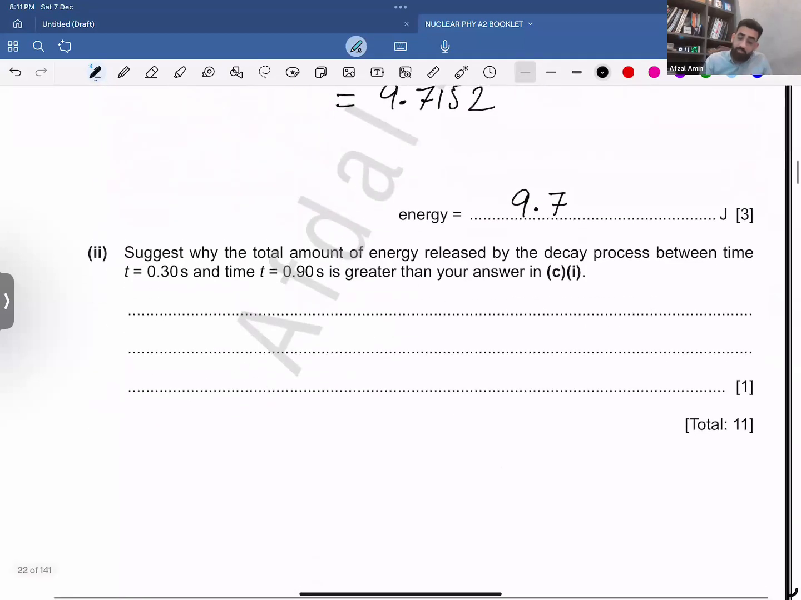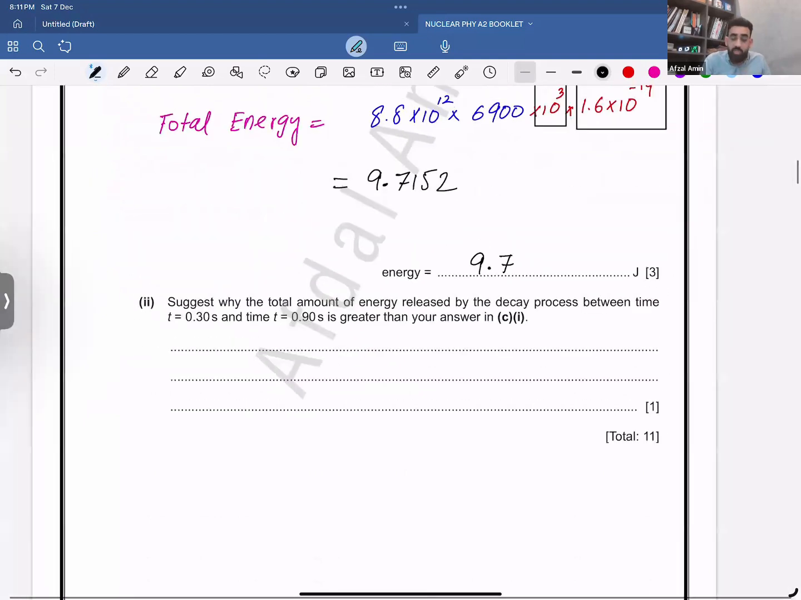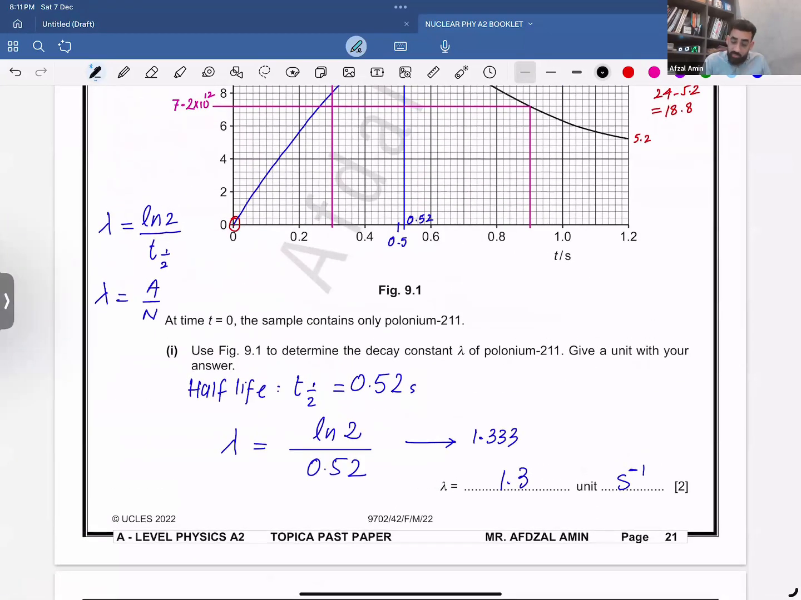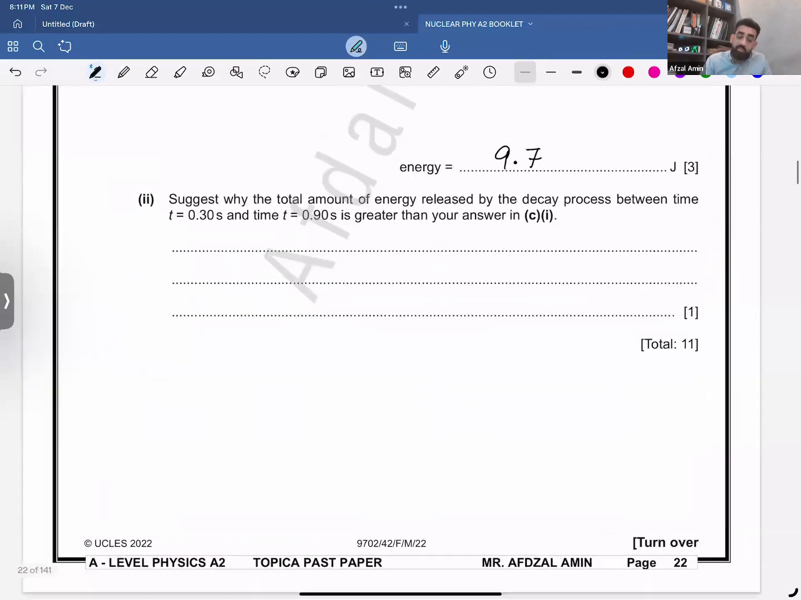You have a part where they ask you to suggest why the total amount of energy released by the decay process between these times is greater than what you calculated. The total energy released by the decay process is more. This is for alpha. So the kinetic energy of the other products. Not polonium, lead. Gamma ray photons also.